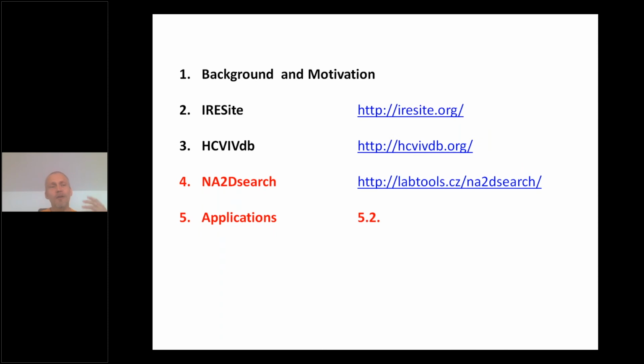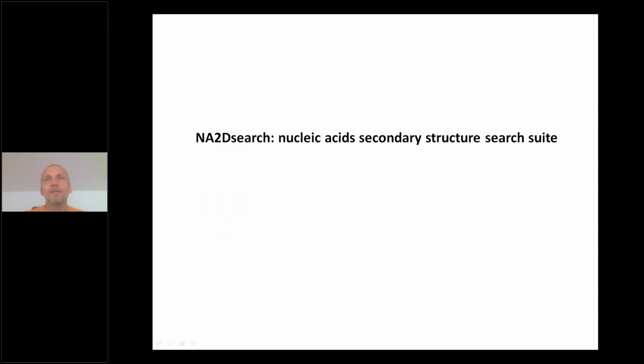And then we were thinking, of course, if there are so many viral IRESs, would we be able to find something like an IRES in the human genome, the human transcriptome? We found that there are no really good tools available to make such a big project. So we designed the tool Na2D search. It's unpublished yet and currently password protected, but we hope to publish it soon. We call it the nucleic acid secondary structure search suite.